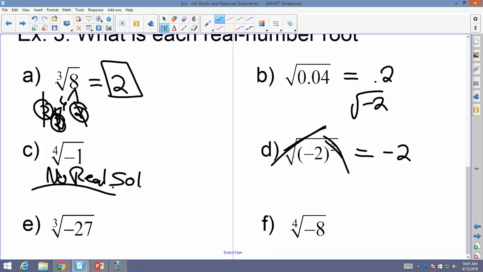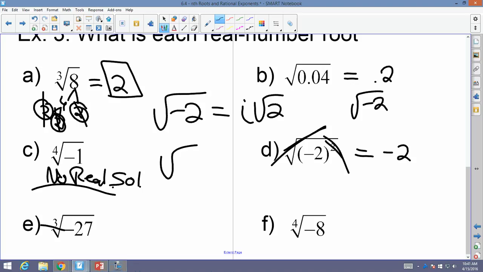Yes, sir. No, absolutely not. If it was like this, my brother, yes, it'd be i square root of 2 for sure. But this is negative 2 squared. Hold on. No, there's no i here, guys. Yes, this would be i square root of 2.